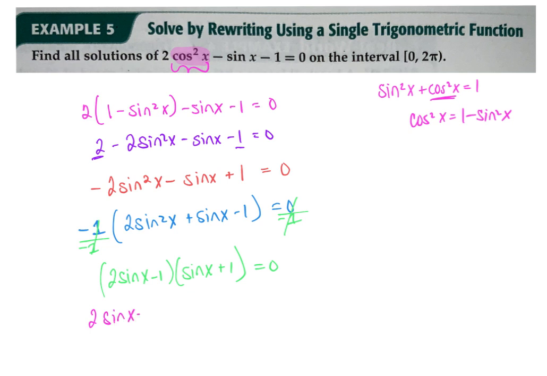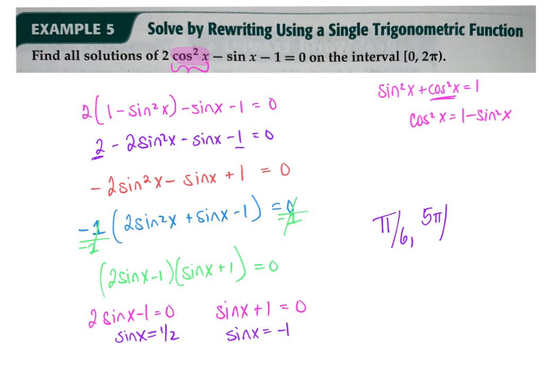2 sine of x minus 1 equals 0. Sine of x plus 1 equals 0. So I'm looking where sine is 1/2 and where sine is negative 1. So 1/2, where are those? Pi over 6. That's my 30 degree angle, right? And then in the second quadrant also. And then sine is negative 1 just at one point on the unit circle. It's negative 1 at 3 pi over 2.